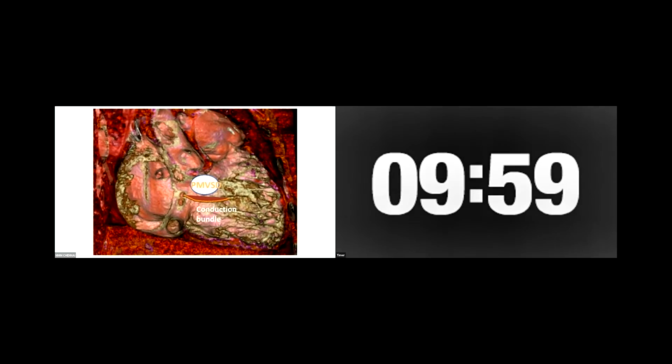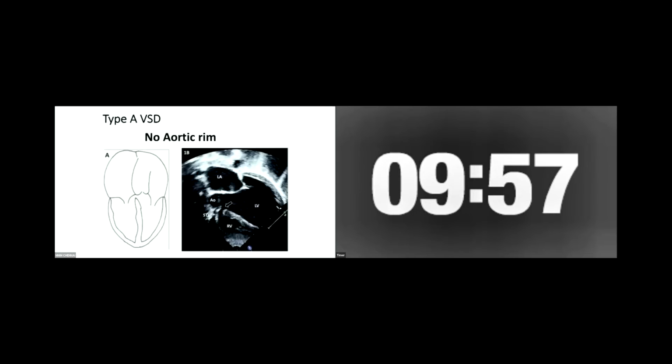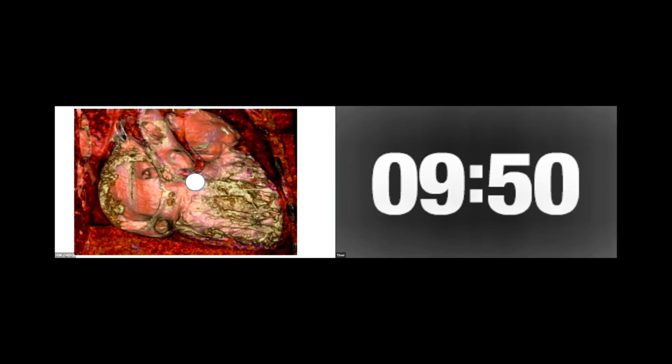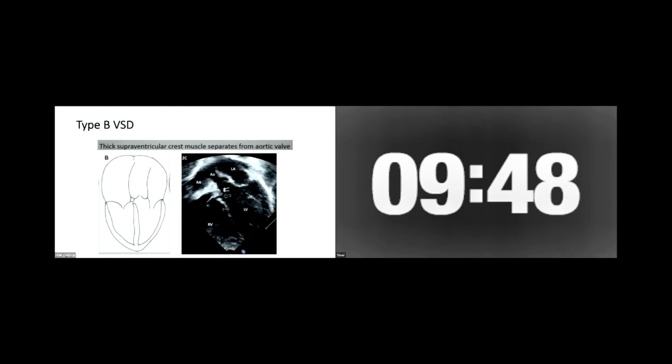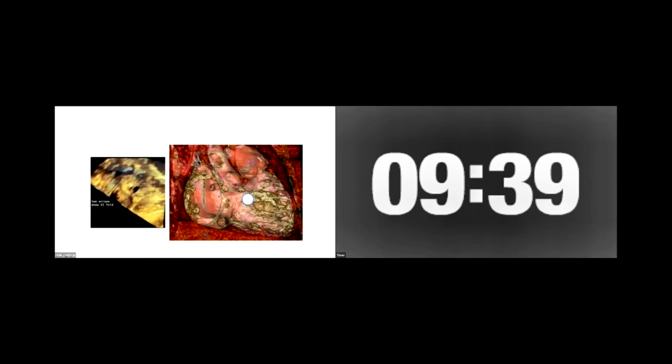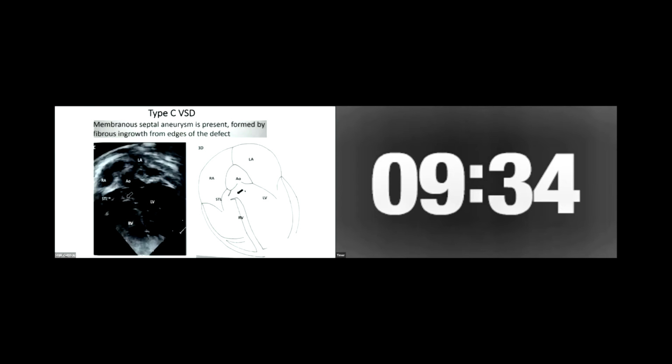So this is the relation of the perimembranous VSD with the conduction system, and this is the first type, type A VSD, where absolutely there is no aortic rim, and it is situated just below the aortic valve. In type B perimembranous VSD, there is always a thick supraventricular crest which separates it from the aortic valve, and it will always have a good margin to close with any type of device. The arrow shows that thick supraventricular crest, below which the VSD is located, and this is the most common type of VSD in our location.